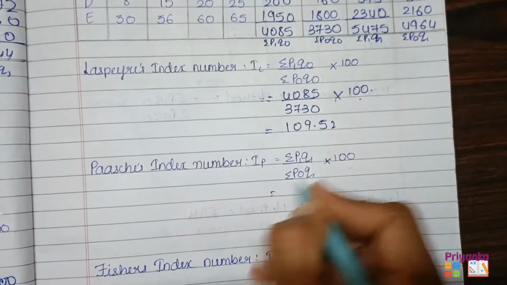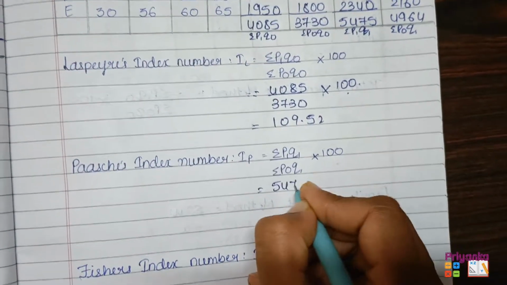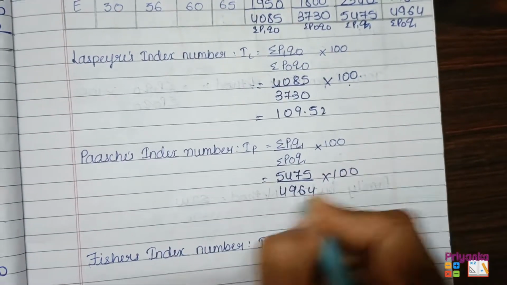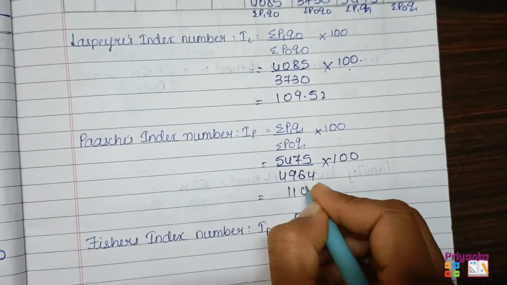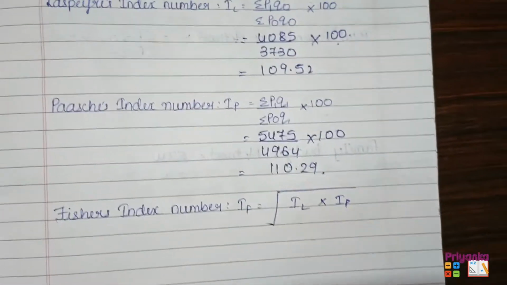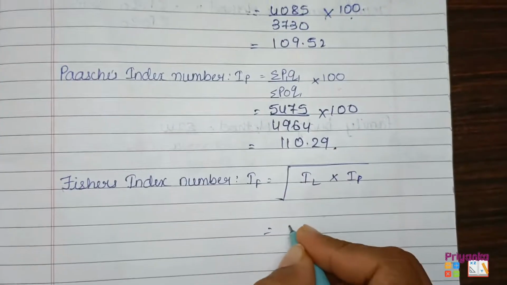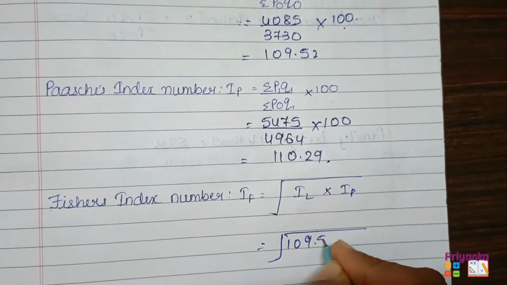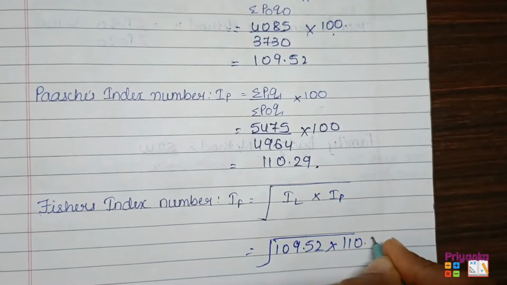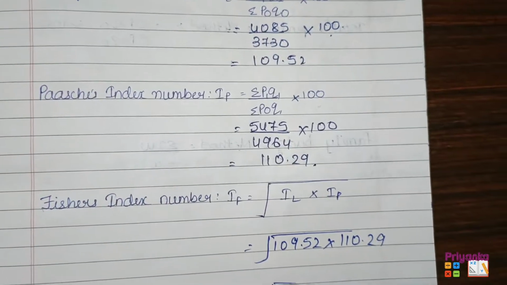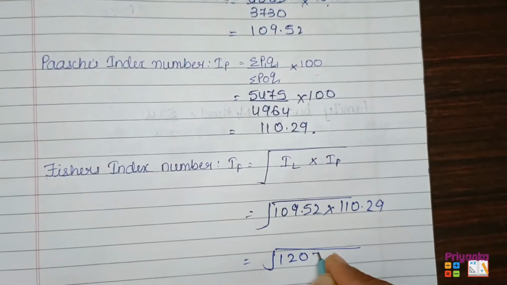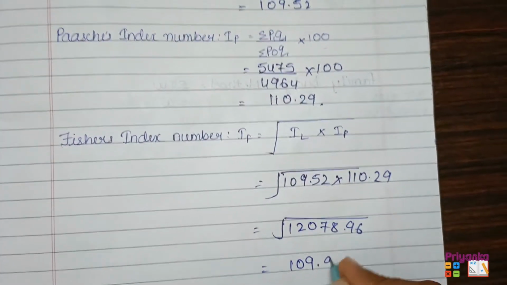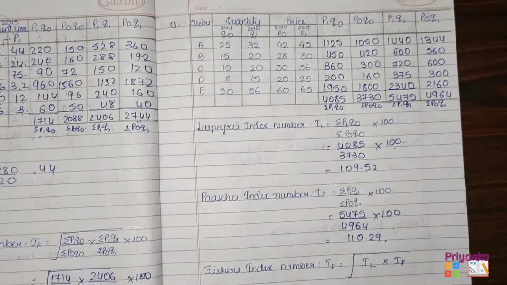For the Paasche, take the value from the table, 4964 into 100, and here we get 110.29. So after getting Laspeyres and Paasche, here comes Fisher's. Just put the values which we have just now found, 109.52 into 110.29, and multiply them. Here the answer is 12078.96. Remove the root. Here we get 109.90. Here we complete question number 4.